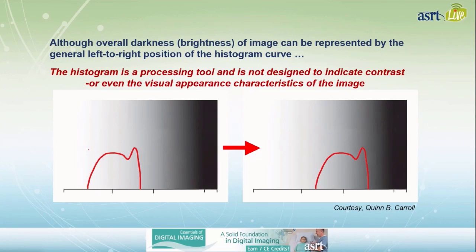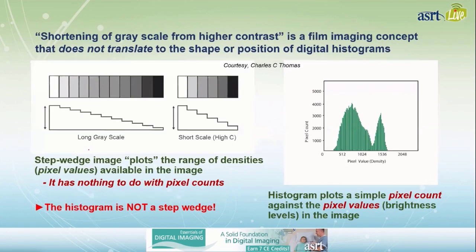So although the overall darkness or brightness of an image can be represented by the general left to right position of the histogram curve, we know that a darker image will present a histogram that's farther to the right. Nonetheless, a histogram is a processing tool. I want to emphasize this. The histogram is not designed to indicate contrast or even anything to do with the visual appearance characteristics of that image. It's a processing tool. It's a mathematical tool. Shortening of the grayscale from higher contrast is a film imaging concept that does not translate to the shape or position of a digital histogram.